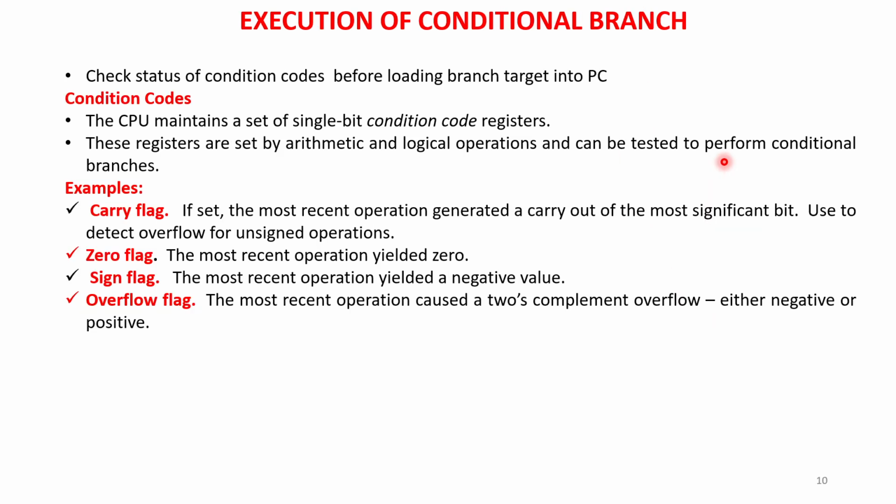For conditional branches, we have some condition codes. These are 1-bit registers holding information, maybe a carry flag: if you add and get a carry, it will be set. The result may be 0, or there may be a sign or overflow. We have different condition code registers.